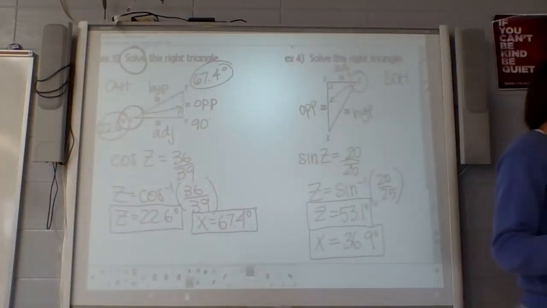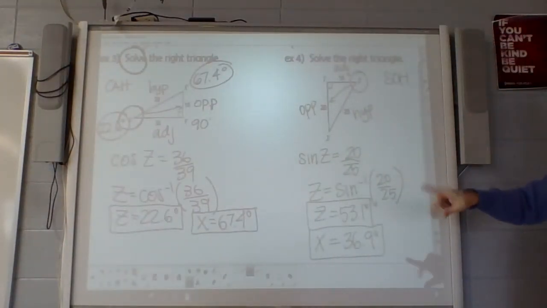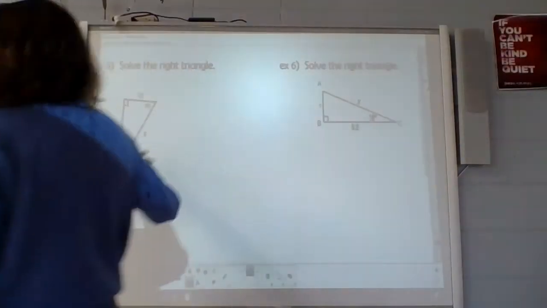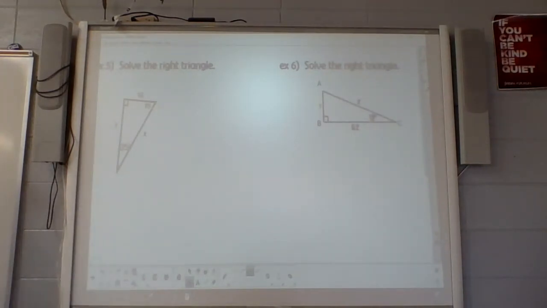So we can either solve where we don't know any of the angles and we know all the sides, or we only know one of the angles, one of the sides, and we're trying to find the other sides and angles. So again, when it says solve, we want to find all these missing pieces. So I have M, X, and Y to find in this case.